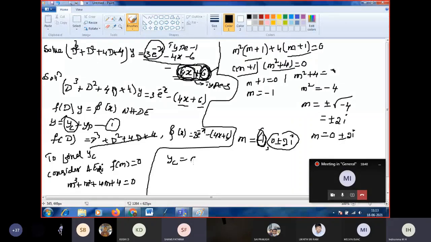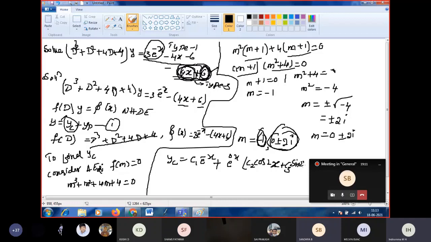C1 e to the power minus x. Now write the solution for 0 plus or minus 2i: e to the power of 0x into C2 cos 2x plus C3 sin 2x. This will be our yc.